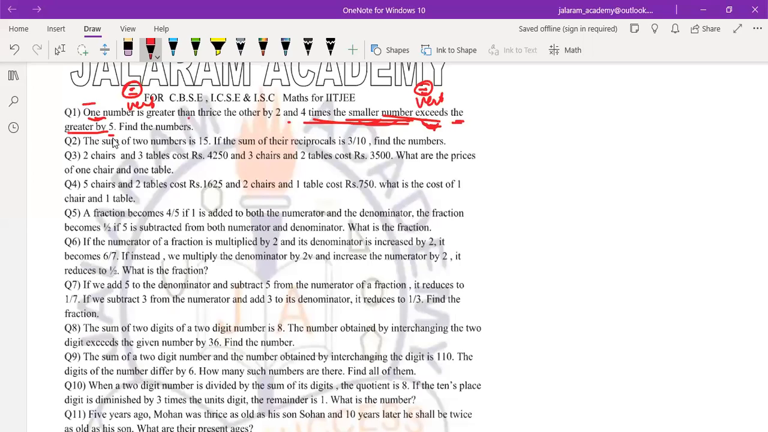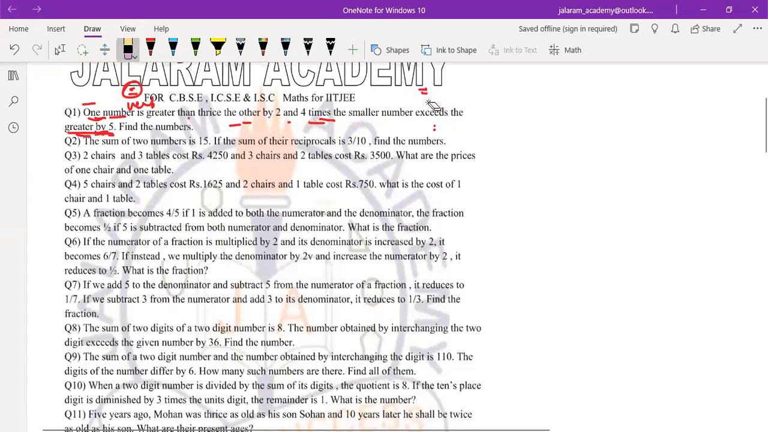The greater by 5: now greater is x, and by 5 means use that plus we have kept in mind, plus 5. So the second equation becomes 4 times the smaller number means 4y, equals to, exceed means equals to, greater is x, plus 5. So 4y equals x plus 5 is the second equation, and from the first equation x equals 3y plus 2, substitute it in the second equation and get the values of x and y one by one.